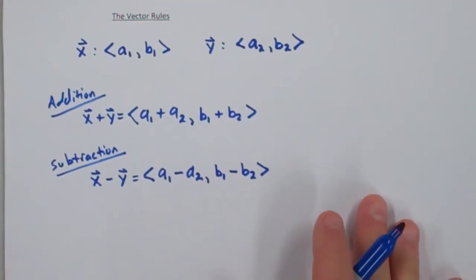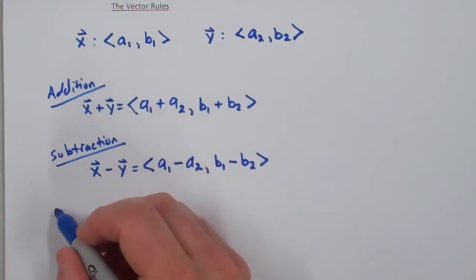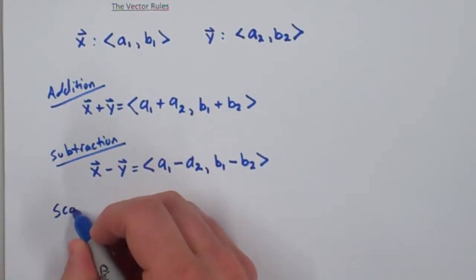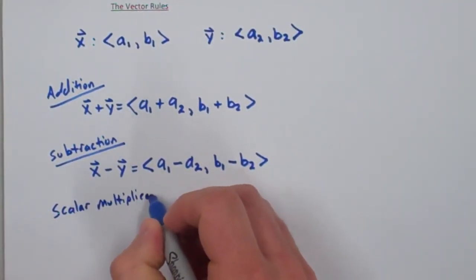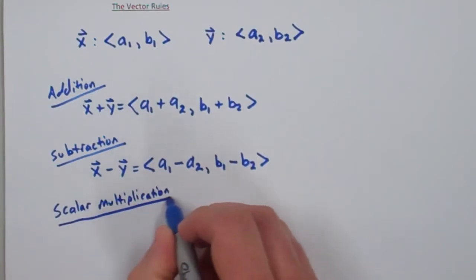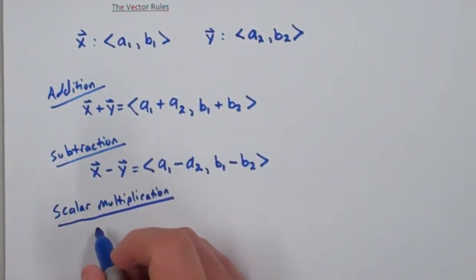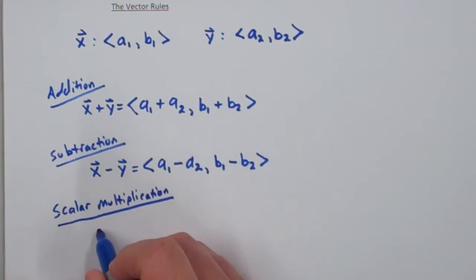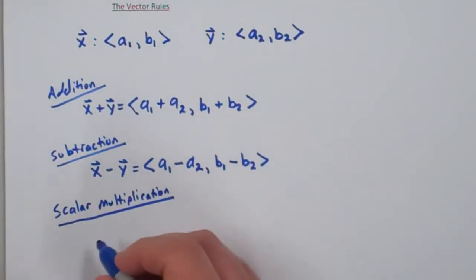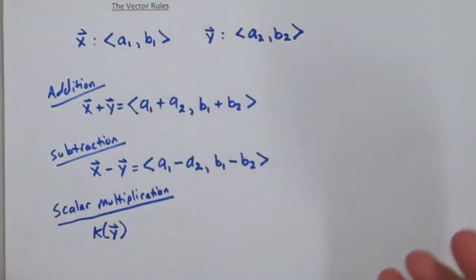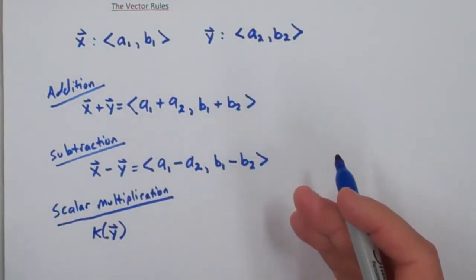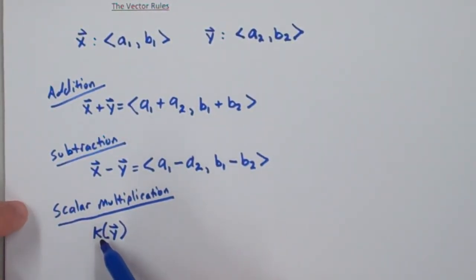There's one last rule that we need to go over at this stage of the game, and that is scalar multiplication. So for scalar multiplication, let's say that I multiply vector y by some number k. So k could be any rational number. It could be 4, it could be negative 2, it could be 1/2.